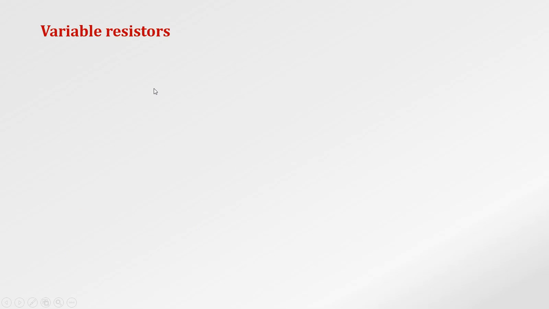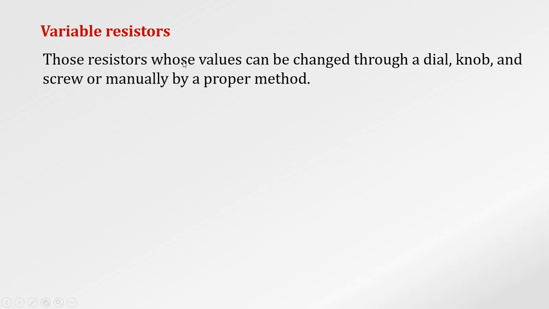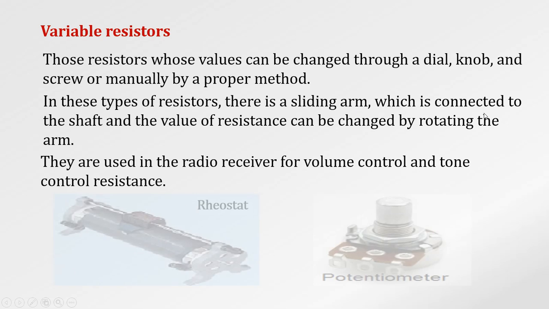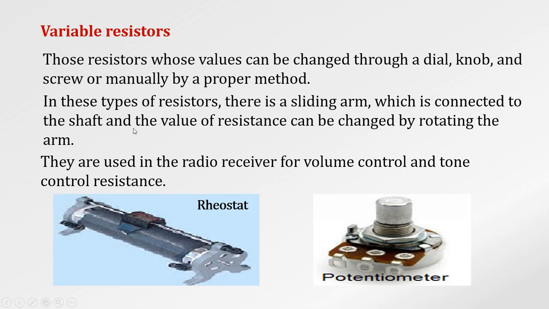Variable resistors, as the word suggests, vary, to change. So these are resistors whose values of resistance can be changed through a dial, a knob, a screw, manually by a proper method. But by any means, if you can change the resistance of that resistor, then that resistor is called a variable resistor. In these types of resistors, there is a sliding arm which is connected to the shaft.